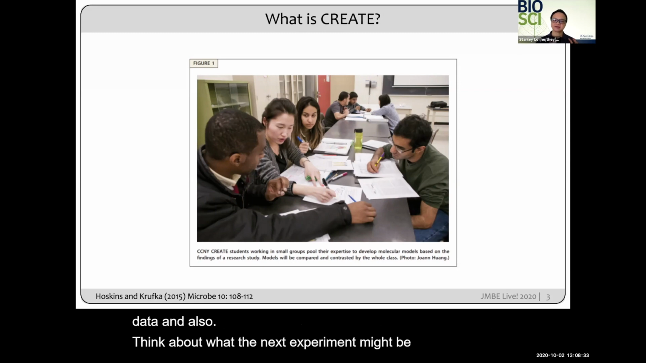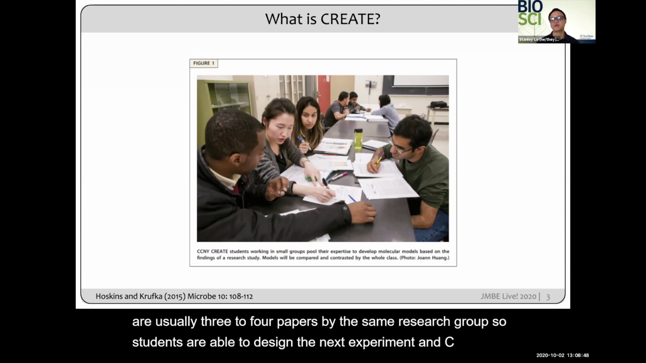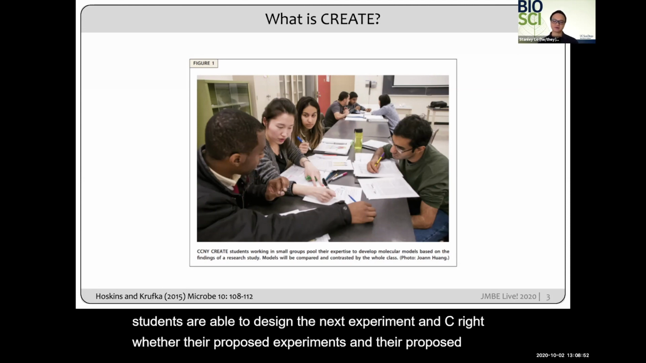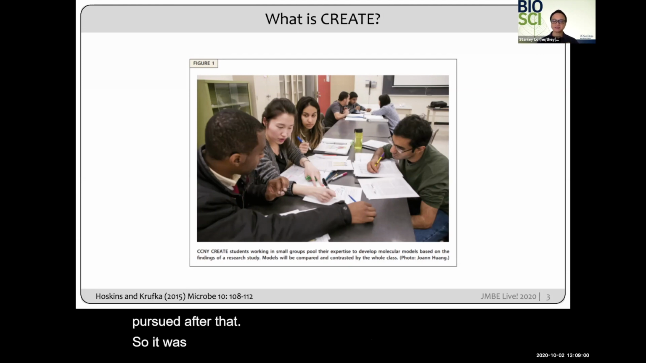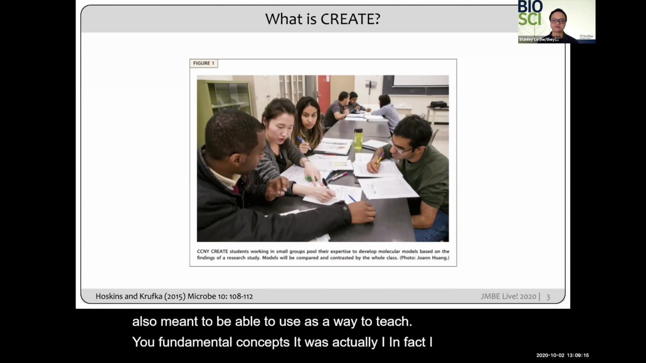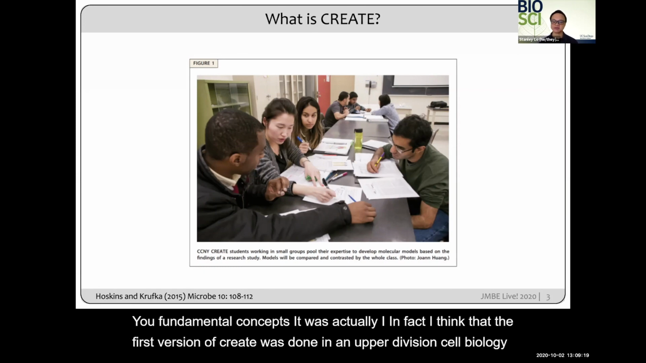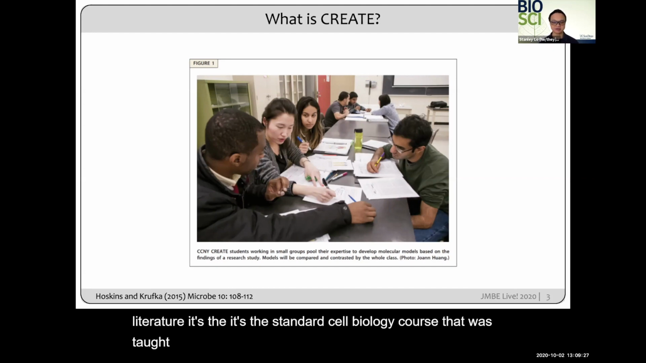And in fact, in the very original CREATE strategy, the papers are connected. They are usually 3 to 4 papers by the same research group. So students are able to design the next experiment and see whether their proposed experiments and their proposed questions were in fact the questions that the researchers pursued after that. So it was originally meant to be a combination of both an upper division course that's focused on primary literature reading, but also meant to be a way to teach fundamental concepts. In fact, I think the first version of CREATE was done in an upper division cell biology course. It wasn't meant to be just reading primary literature. It's the standard cell biology course that was taught at City College in New York.